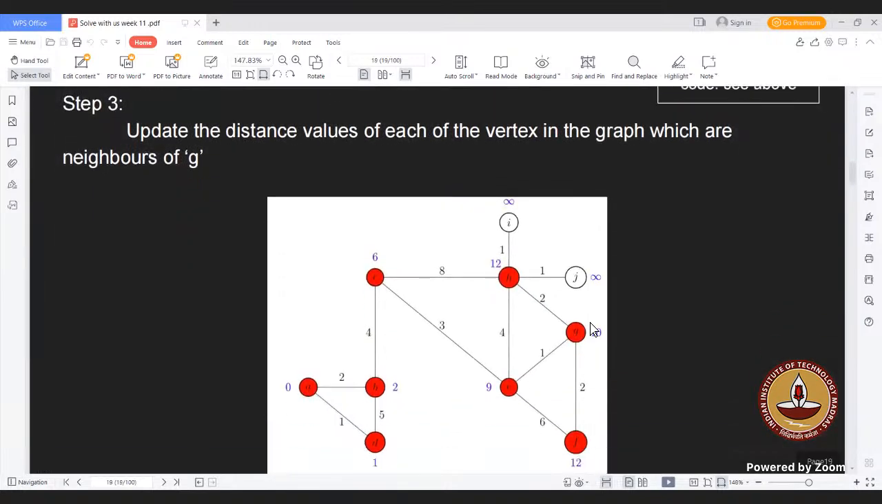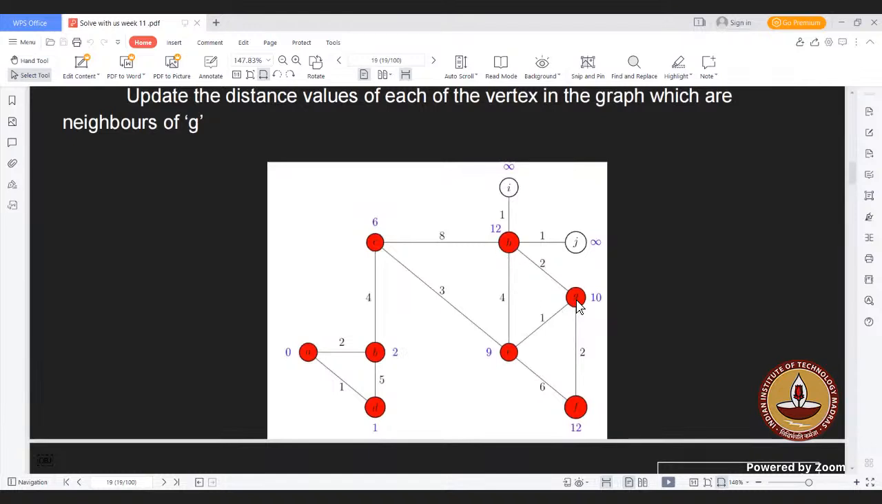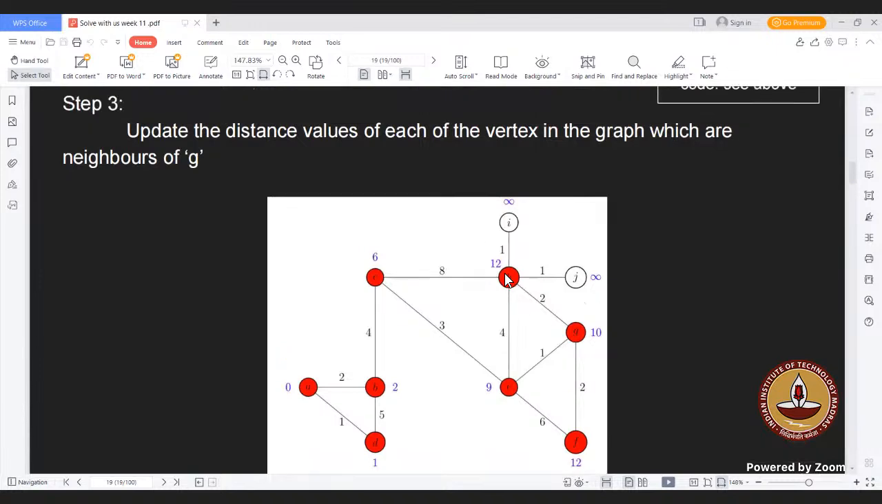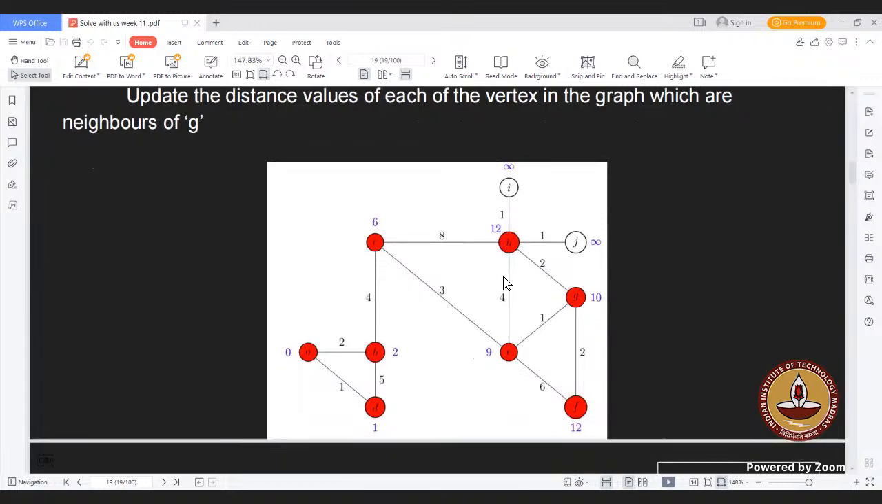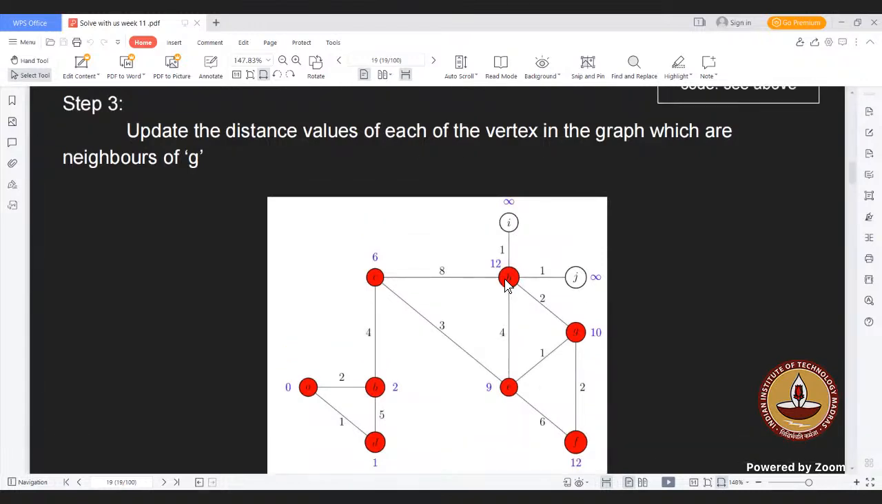Initially it can be 13, but what happens if we go from G to H? It will be even less. So it will be 12, right? So this will be updated to 12. Okay. From here, we can go either to J or I. In both cases, we'll just travel to any one of those.